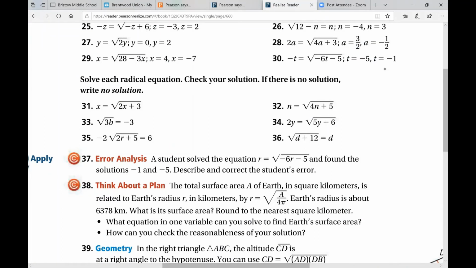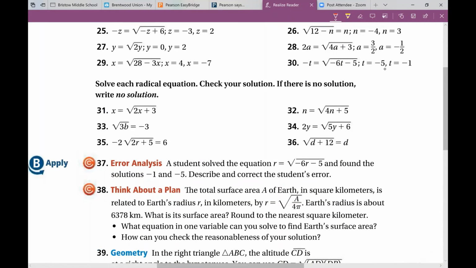Our last section asks you to solve again, but this time you're going to get 2 answers in most cases, and sometimes they both work and sometimes they don't, just like the previous example. So I'm going to do 31. To solve this problem, I will need to square each side to get rid of that radical symbol. That will leave me with x squared on the left and 2x plus 3 on the right.